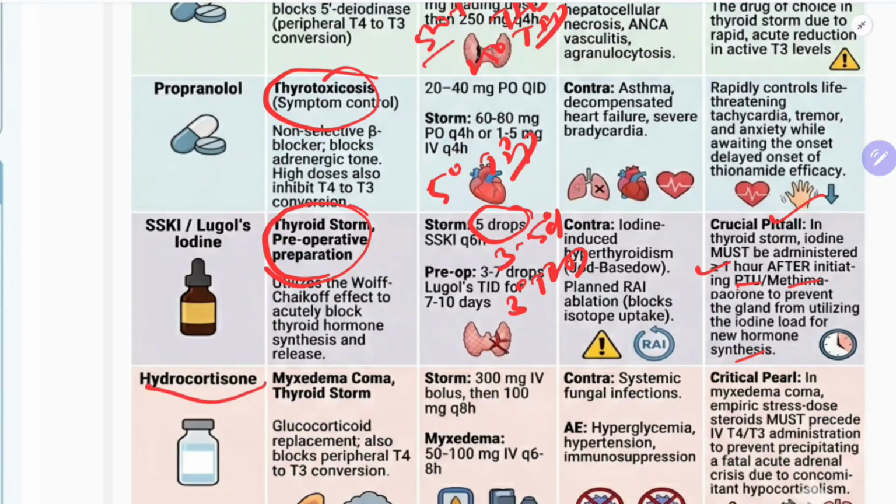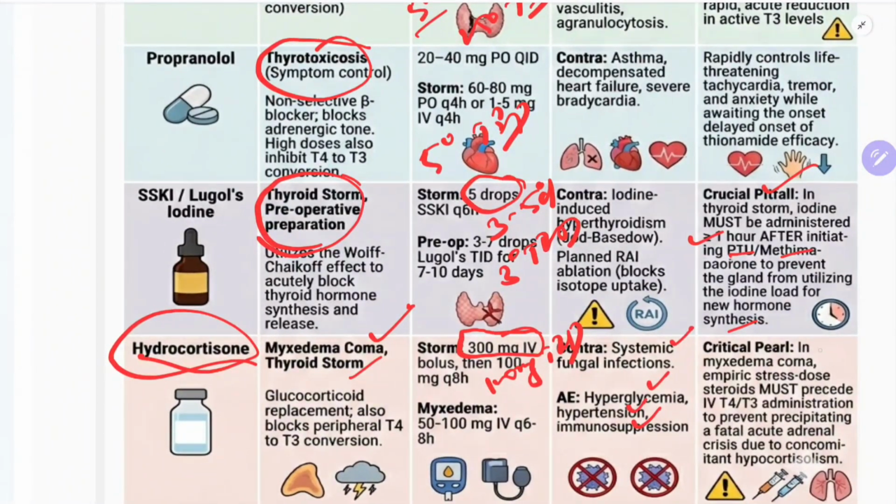Hydrocortisone should be used in myxedema coma as well as in thyroid storm. These are emergency situations. In thyroid storm, you first use a loading dose of 300 mg IV, then 100 mg TID. The contraindications are systemic fungal infections, hyperglycemia, hypertension and immunosuppression. The critical pearl is that in myxedema coma, empiric stress dose steroids must precede T4 and T3, otherwise it will precipitate adrenal crisis.